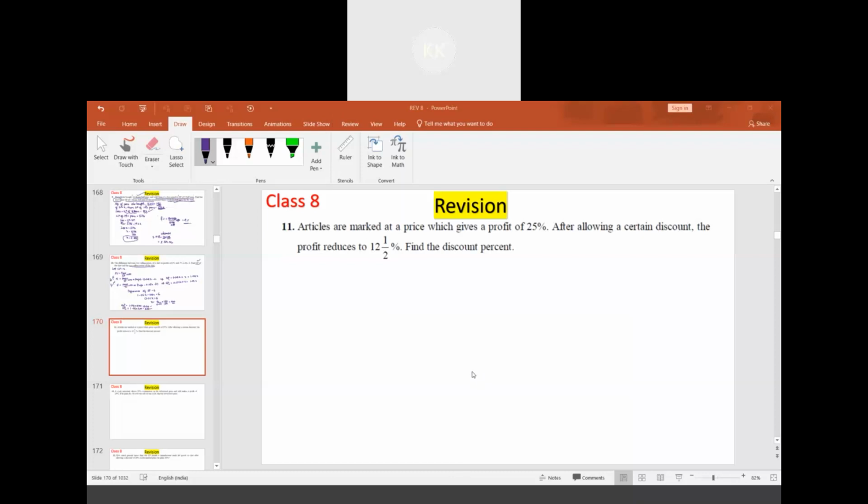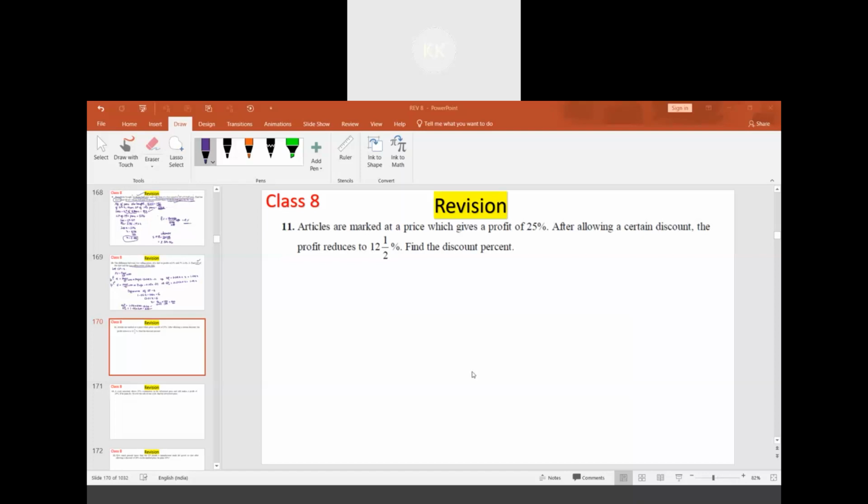Suppose I consider in terms of 100: if the cost price is taken as 100, the profit percentage is 25%. By keeping that amount of profit percent, the market price will now become 125. Now the profit is reduced to 12.5%. If the profit is reduced to 12.5%, what will be the new price? 112.5. Very good.